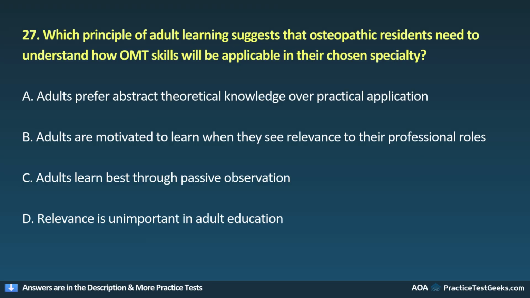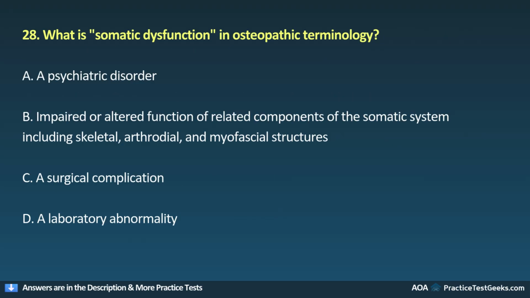27. Which principle of adult learning suggests that osteopathic residents need to understand how OMT skills will be applicable in their chosen specialty? A. Adults prefer abstract theoretical knowledge over practical application. B. Adults are motivated to learn when they see relevance to their professional roles. C. Adults learn best through passive observation. D. Relevance is unimportant in adult education.